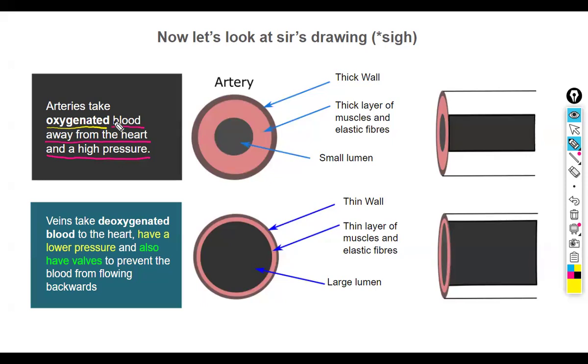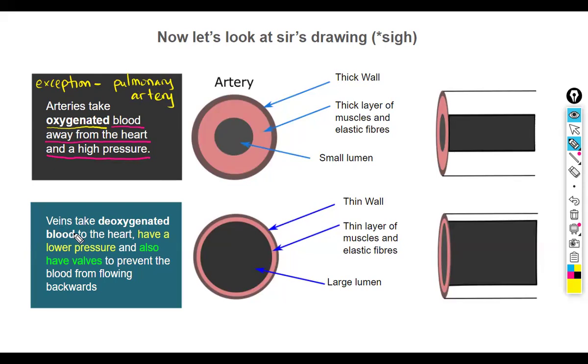What's the name? Right. And the exception to this is the pulmonary artery. The pulmonary artery leaves the heart, so it does take blood away from the heart, but it's deoxygenated blood. The pulmonary artery is connected to your lungs. It goes to the lungs to finally get oxygen in it.